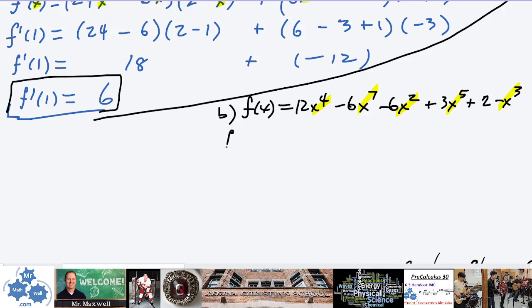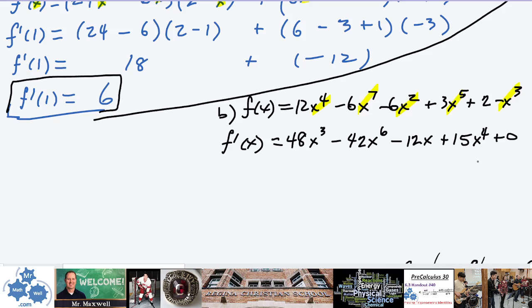So what we'll do is find the derivative now just using the power and sum rule. So I go ahead and find the derivative of this first term, which is going to be 48x cubed minus 42x to the 6 minus 12x plus 15x to the 4 plus 0 minus 3x squared. Very good. Okay, some of you are right along with me there. Okay, and finally, I want to find f prime where x equals 1.